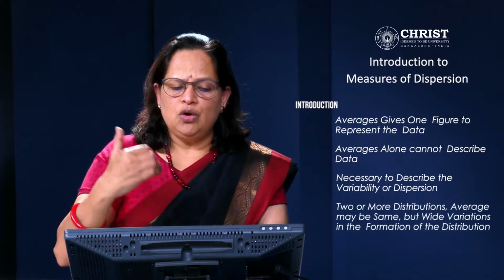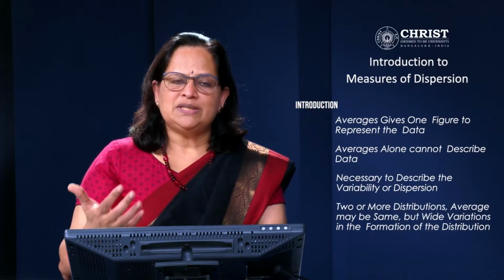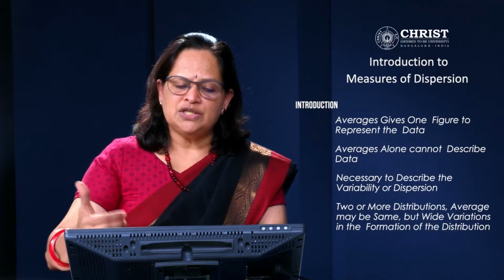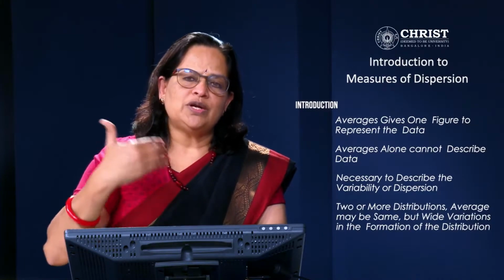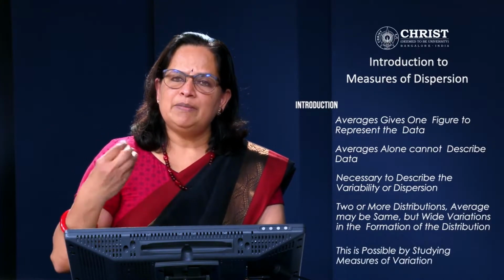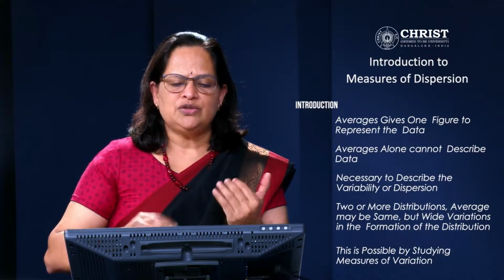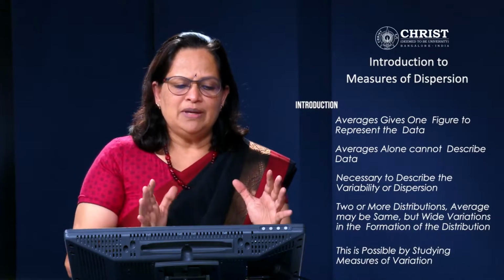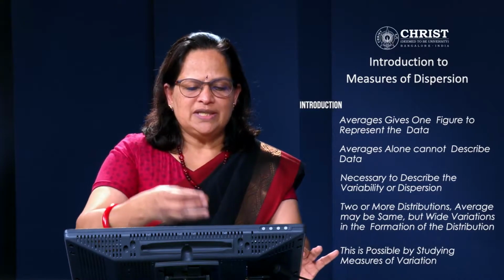So in two or more distributions, average may be the same, but there can be wide variations in the formation of the distribution. That is what I am going to explain with the example. This is possible only by studying measures of variation or measures of dispersion. So the example I am going to give, three series of data I am giving.